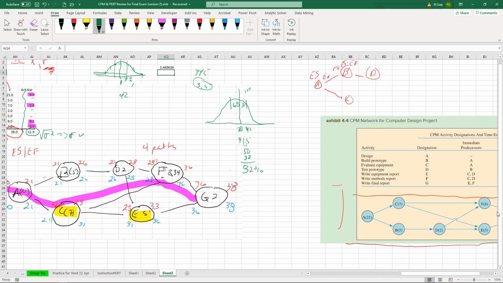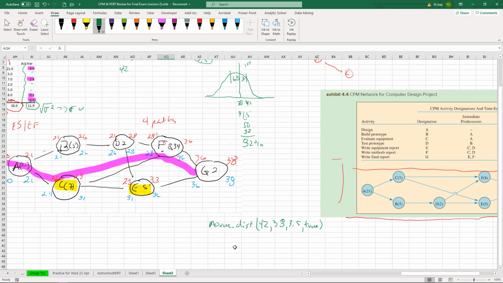What formula do we need here? All we need is NORM.DIST. The point we're interested in is 42. The mean is 38. The standard deviation, what did we figure out? 3.45. 3.5? Yeah, I'm just going to rough it out at 3.5. Oh, and I forgot, we have to put true. We always have to put the true in there.